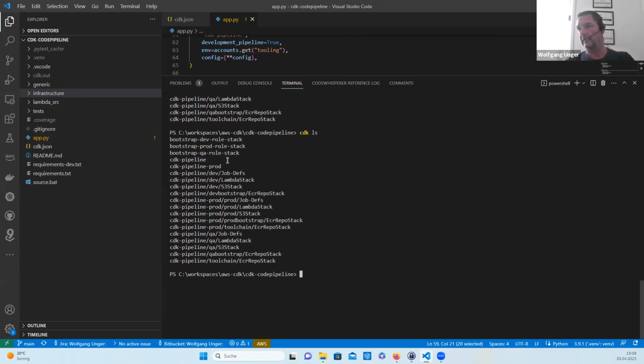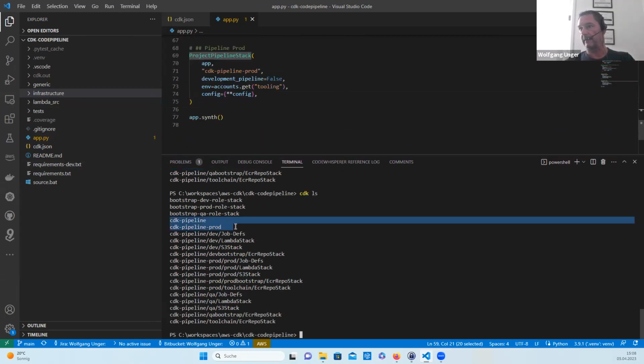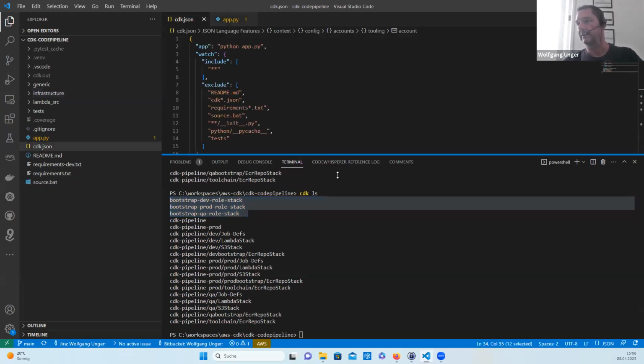So as we can see here, these are my two pipelines I have here in the app file, and these are all these files which are going to be deployed by the pipeline then later on. I have also some bootstrap roles. So you would need, if you set up multiple accounts, for example, you would have the pipeline defined in a toolchain account, right? So actually, you can see this also here in this CDK JSON.